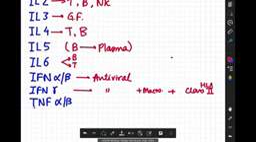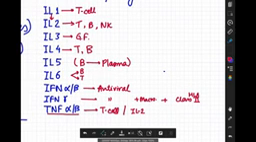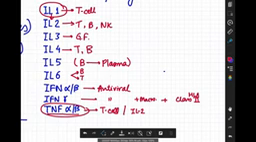Then comes tumor necrosis factor alpha and beta. They stimulate T cell proliferation and also interleukin 2 production. So for interleukin 2 production, interleukin 1 helps, and tumor necrosis factor alpha and beta, they both stimulate the synthesis of interleukin 2.